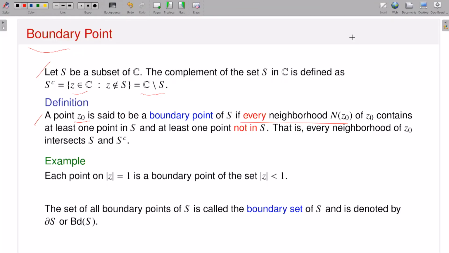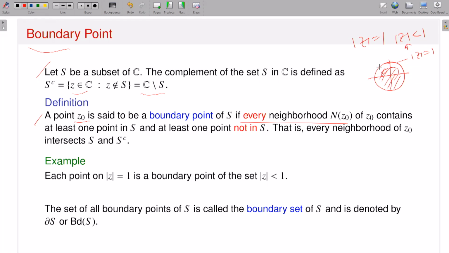For example, if I consider this set, mod z less than 1, this is my set. That means it is the set of all complex numbers whose modulus is strictly less than 1. That means this is the inside. For this set, I am saying that the boundary is exactly mod z equal to 1, that means the circle of radius 1 with center (0, 0) is the boundary of the set mod z less than 1.